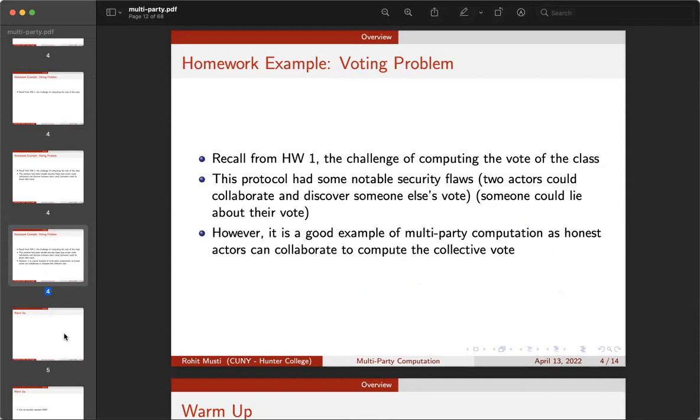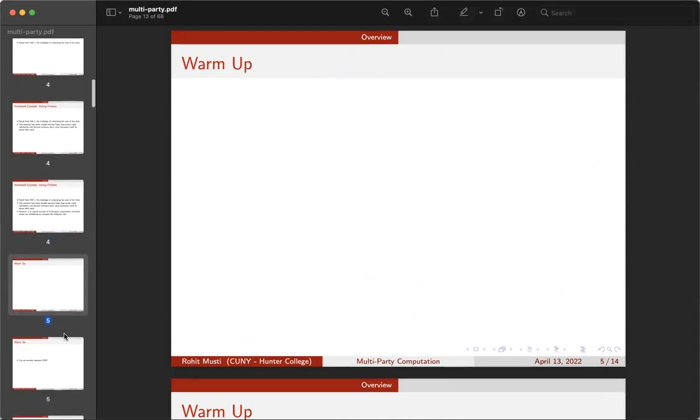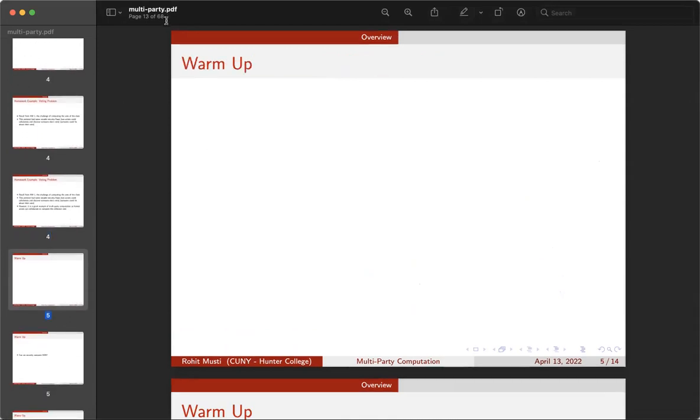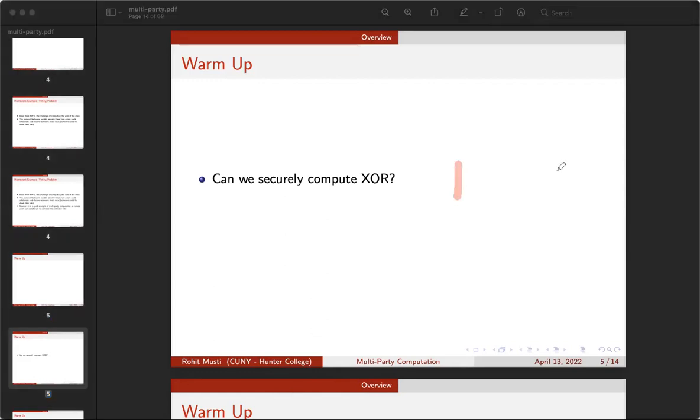So now we're going to do a few warm-up questions to get ourselves thinking in this multi-party computation way. Notably, what we're thinking about is, can we securely compute exclusive OR? So what do I mean by this? We have a couple of different people. I have my drawing tools out. We have person 1 and we have person 2.